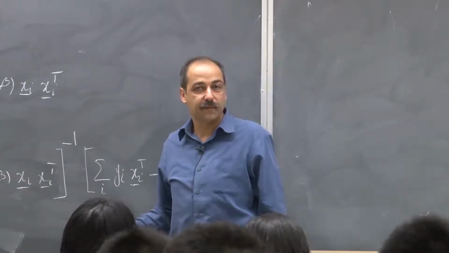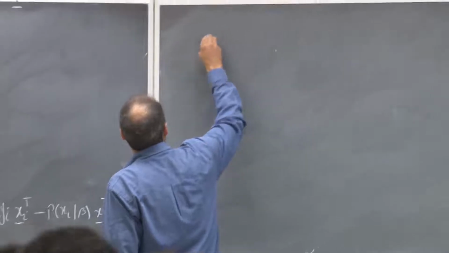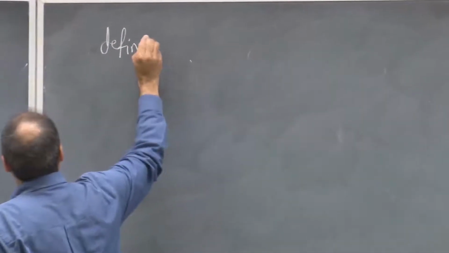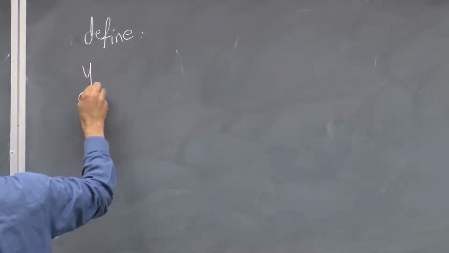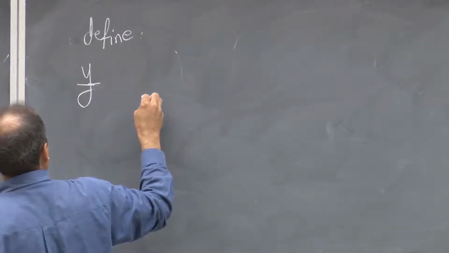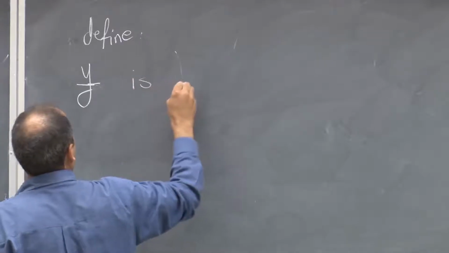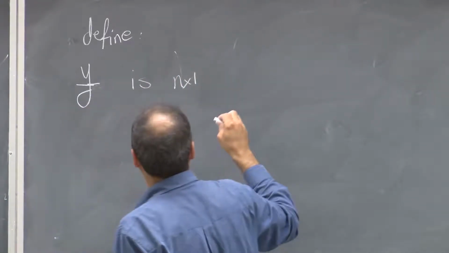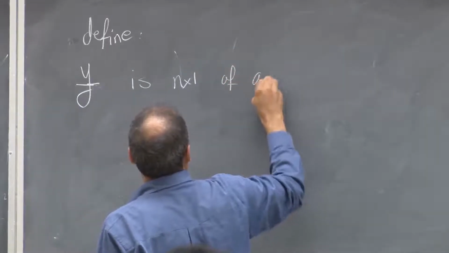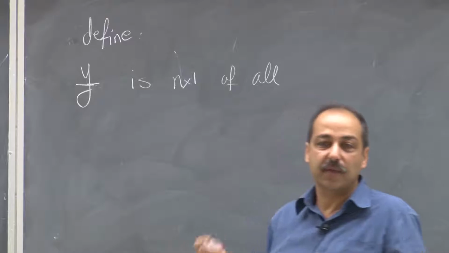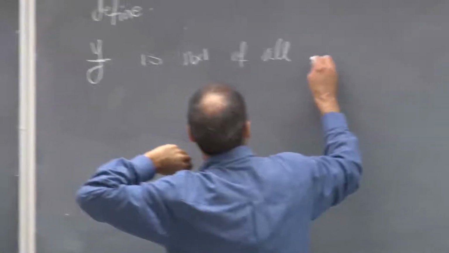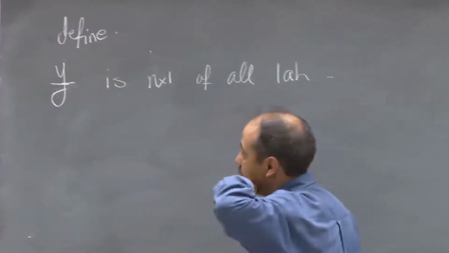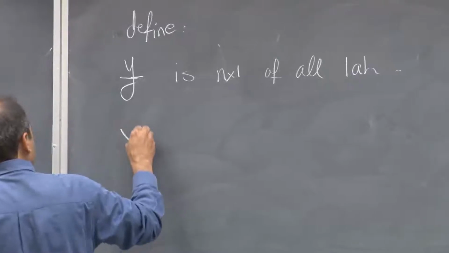Is it clear? Okay. So I'm going to define some new matrices and vectors to make this formula simple. So I define vector y to be an n by 1 vector of all response variables, or labels. At the beginning we had n data points and we had n labels.